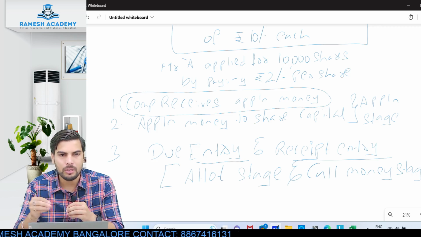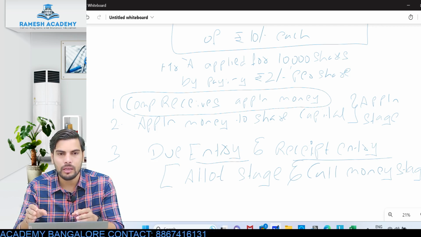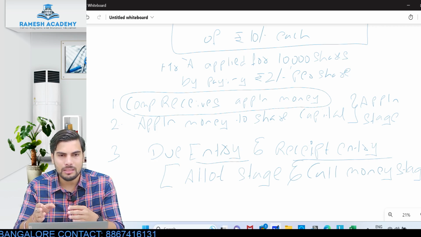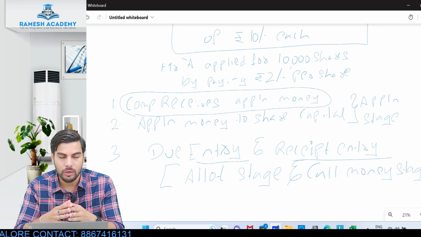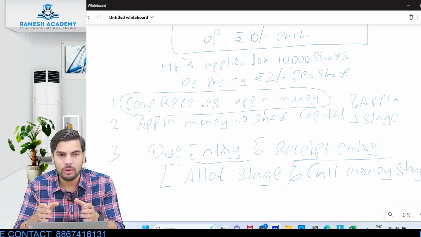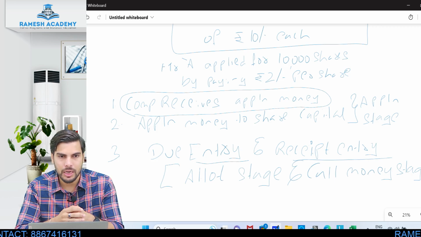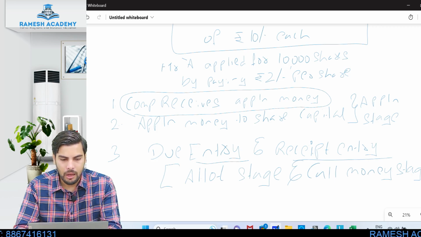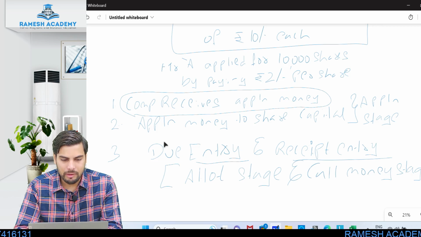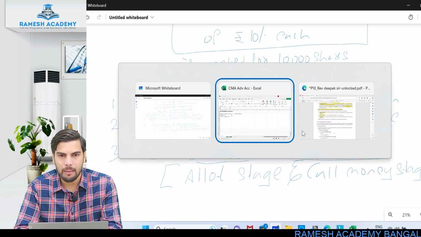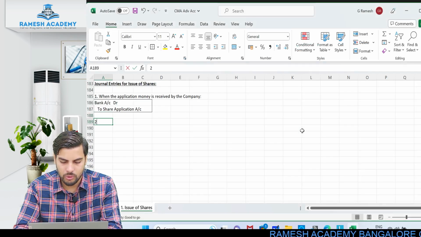All these are nothing but the components of share capital. Only thing is, instead of the company receiving the entire amount in lump sum, it is just receiving the amount in installments. But ultimately these will belong to just a single group, that is the share capital. Now the second transaction: application money is transferred to share capital. I'll just show you the journal entry for it.